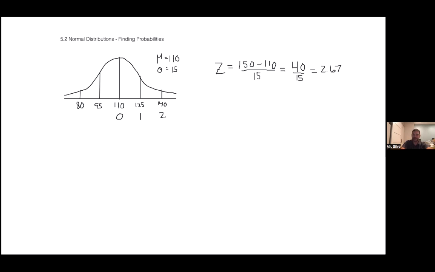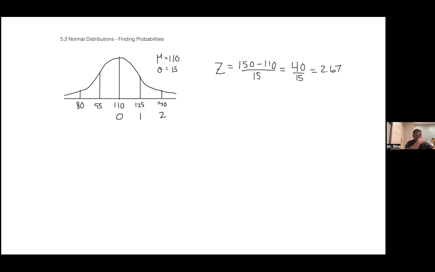Oh, this is a 2, by the way. Notice with z's, I always put a line through it so I don't confuse 2 and z. Just a habit of mine. 2.67. What z-score is that? Oh, let's go to the table.